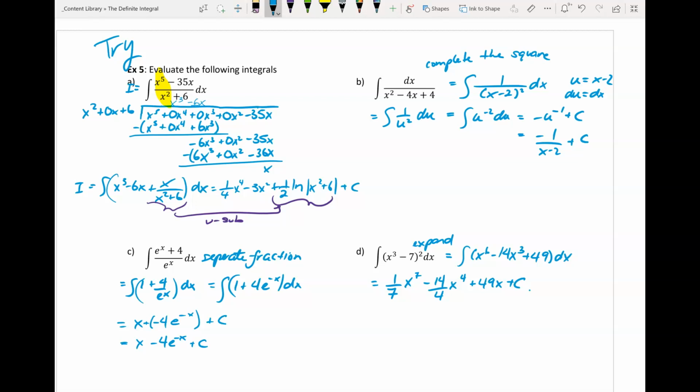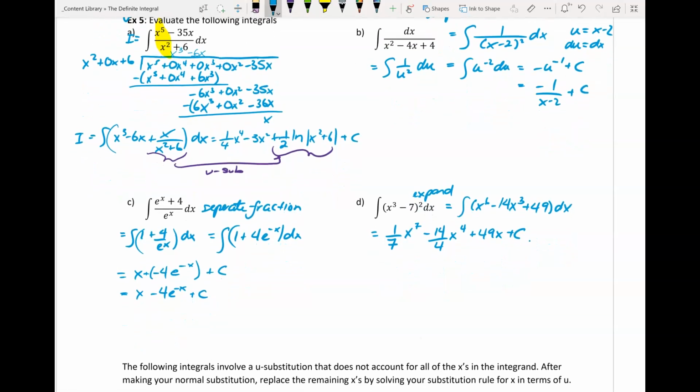For example 5b, you want to complete the square here. We have 1 in the numerator, and then in your denominator we have a quadratic. So once you complete that square, that's going to be x minus 2 all squared, and then you're going to replace this x minus 2 with u and do your u substitution.